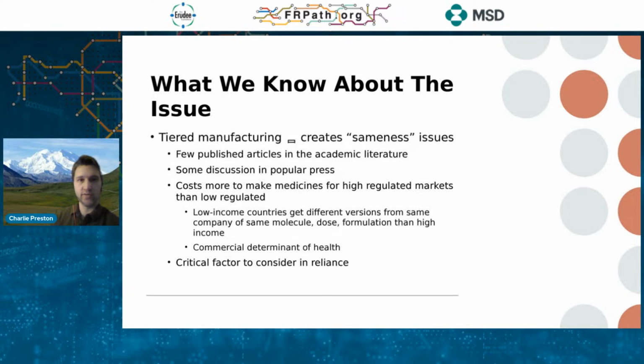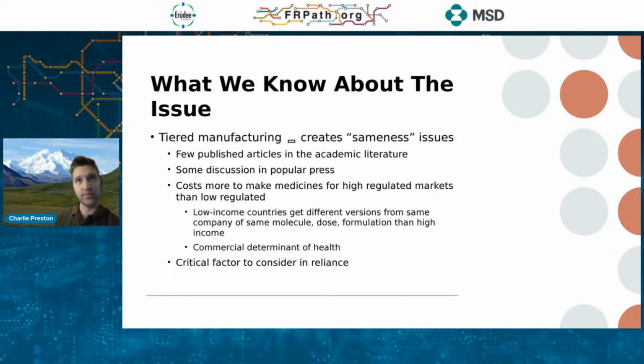And so this first slide is really asking, what do we know about this issue? And one thing that I wanted to say is that tiered manufacturing is really the driver of sameness. And what do we mean by tiered manufacturing? This is where a company would have one version of a product, same molecule, dose, and formulation, that would go to one market, a highly regulated market, and they would have a different version that would go to a less regulated market. And that's a driver for sameness. And so it's an interesting phenomenon.